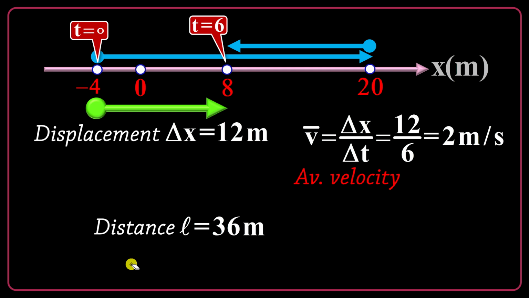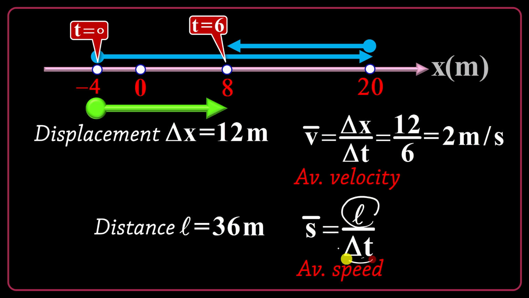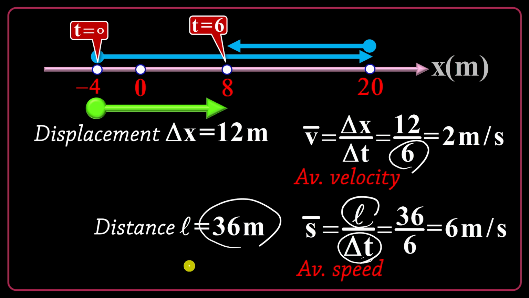Okay? Then I define average speed to be the distance traveled over the total time of the journey. Total time is the same, it's 6 seconds, I know. But the numerator is going to be 36 in this case. It's not 12. So I can write 36 over 6, which is going to be 6 meters per second.